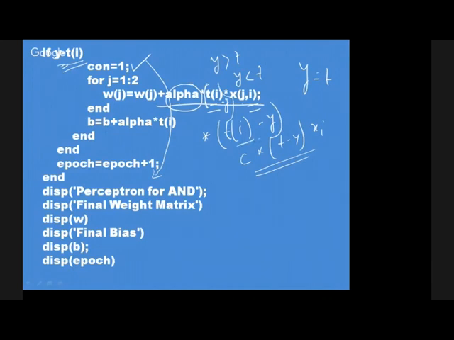If it is a minus, then it will be minus. Automatically it will be minus. If target is greater than y, then it will be plus. If target is less than y, then it will be minus.